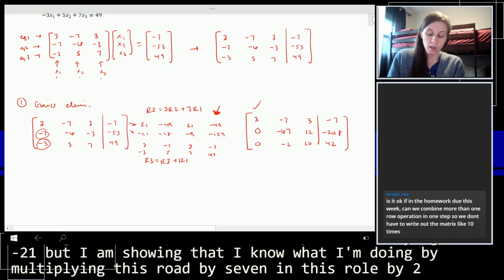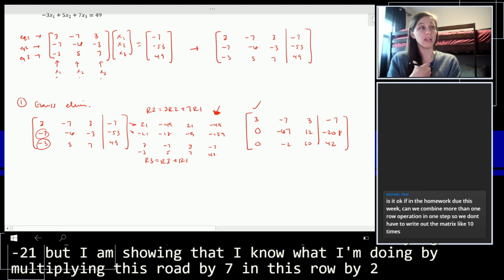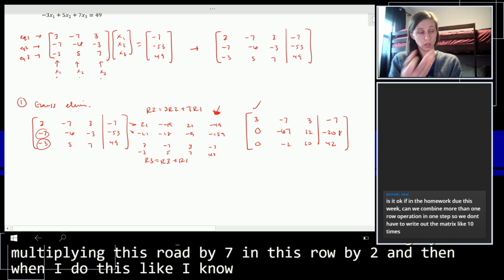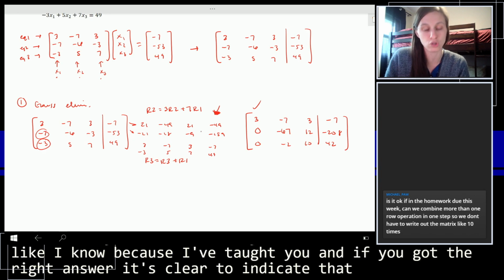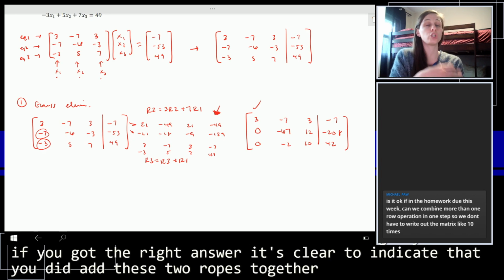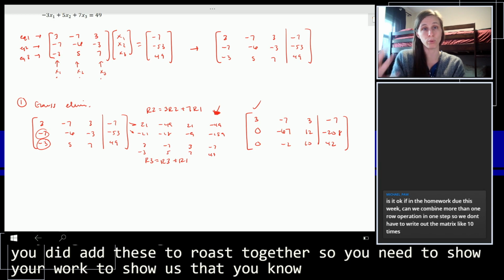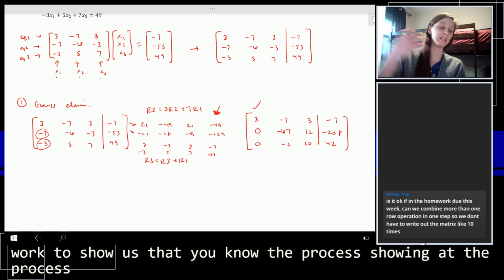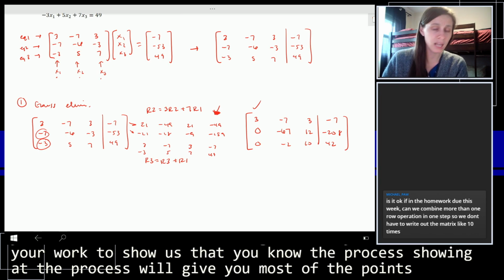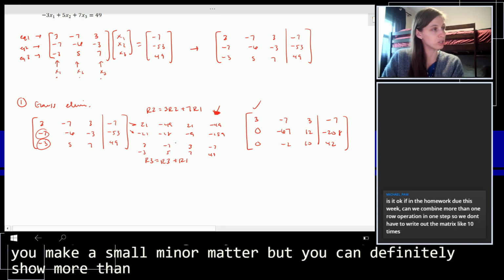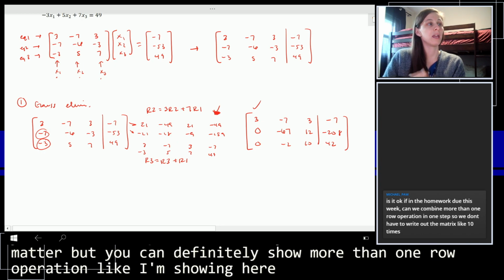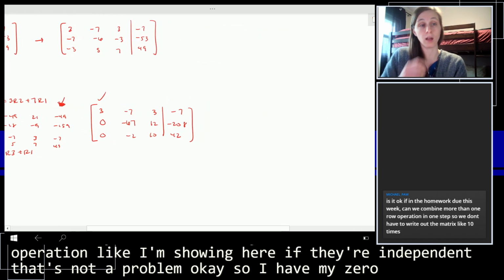And then when I do this, I know because I've taught you, and if you get the right answer, it's clear to indicate that you did add these two rows together. So you need to show your work to show us that you know the process. Because showing us the process will give you most of the points, even if you make a small minor math error. But you can definitely show more than one row operation like I'm showing here if they're independent. That's not a problem.